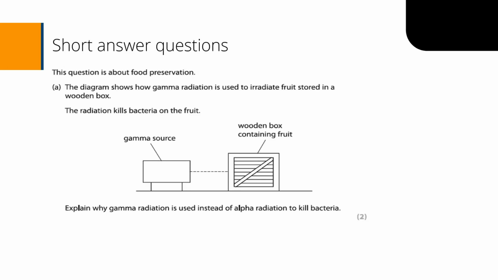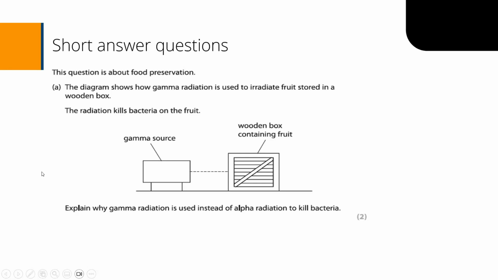Short answer questions. Here's an example of a short answer question from paper 1. This one is about food preservation. The diagram shows how gamma radiation is used to irradiate food stored in a wooden box. The radiation kills bacteria on the fruit. You can see there's a gamma source in the simple diagram and a wooden box containing the food. Explain why gamma radiation is used instead of alpha radiation to kill bacteria.